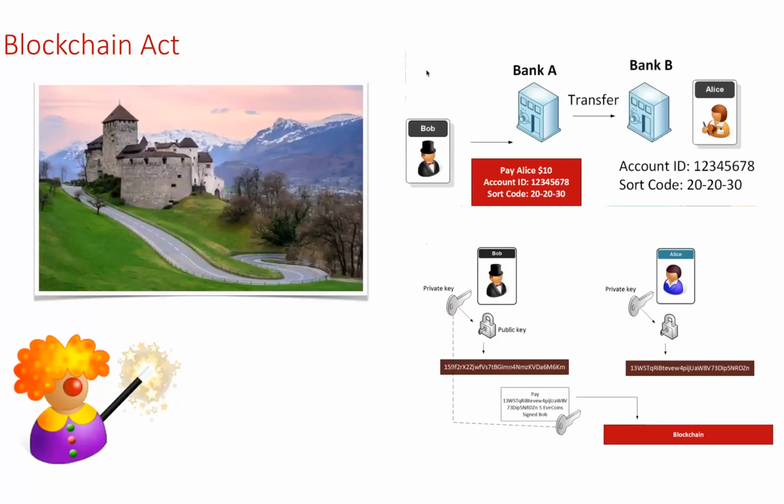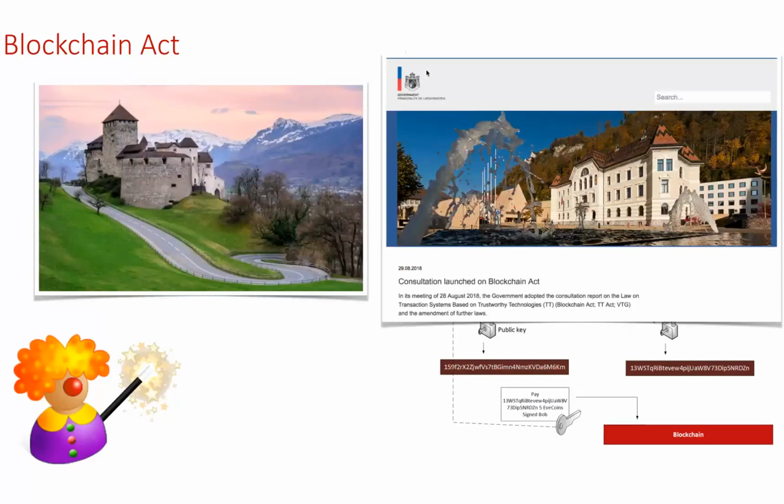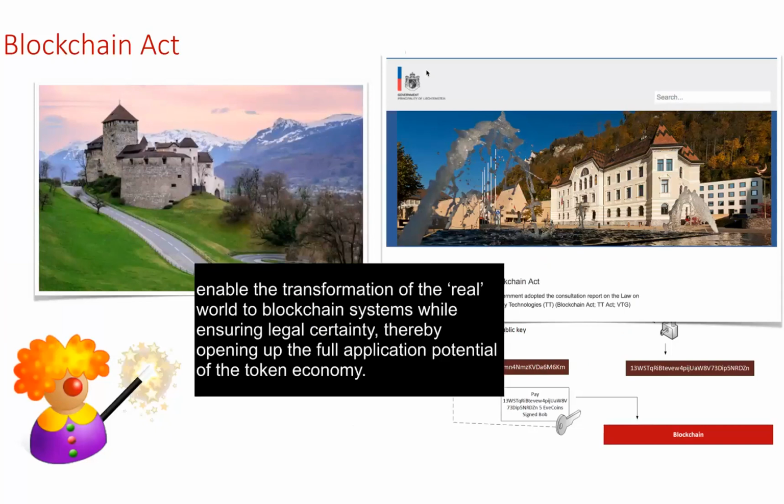So Liechtenstein is one of the first countries of the world to actually start to articulate this type of method in a legal form, and they created the Blockchain Act. And it was really to make sure that they could create real-world applications around blockchain and crypto signing with some sort of legal certainty.